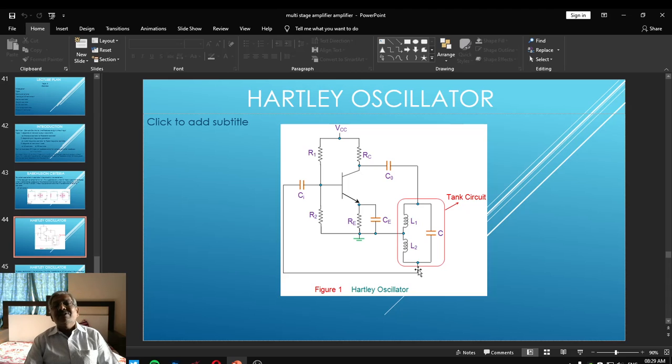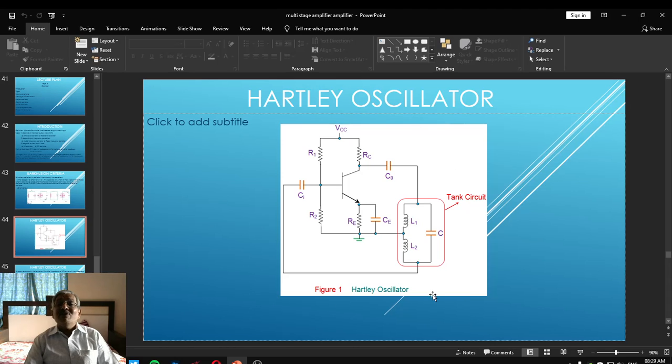If you adjust the value of beta or the value of hFE, that is the forward current gain, to be equal to (L1 plus M) upon (L2 plus M), where M is the mutual inductance, then the loop gain Aβ also becomes greater than or equal to 1. Hence, the second condition is also going to be satisfied, and hence the circuit is now ready to sustain oscillations.